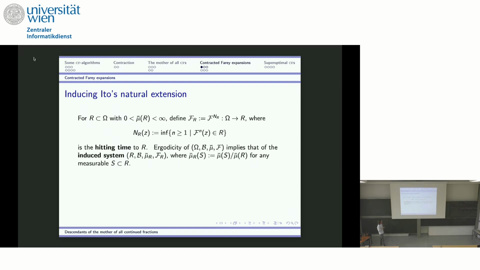And from ergodicity of the natural extension map, we also get ergodicity of the induced system, R, the Borel sigma algebra, mu bar R, f_R. And here the measure mu bar R is given by taking the mu measure of a set S divided by the mu measure of the set R. So this is the induced measure. And since we've assumed that R has non-zero and finite measure, this will actually be a probability measure in our case.